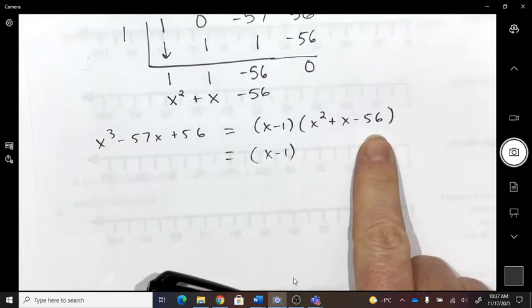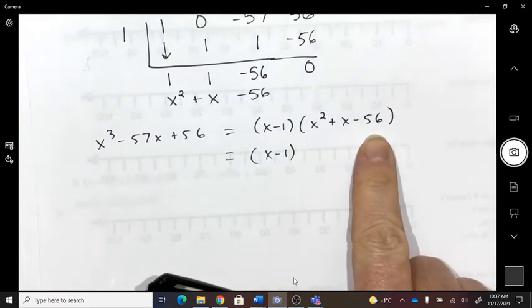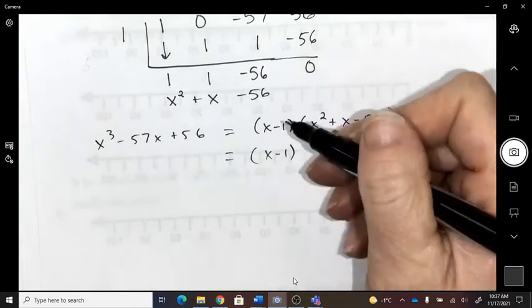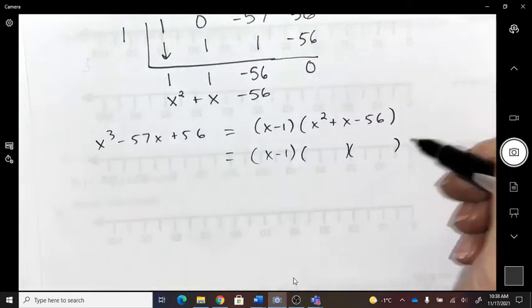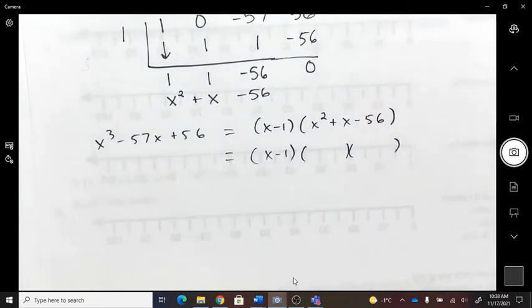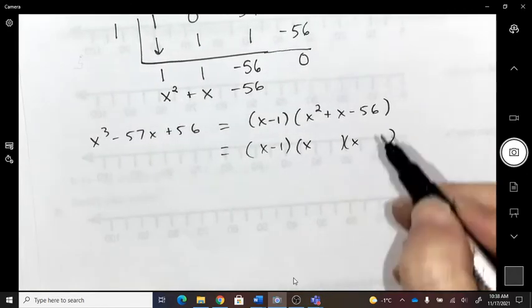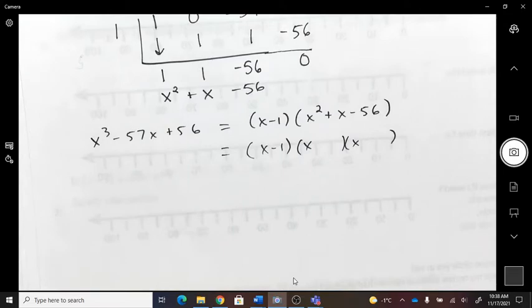Can I make this into 2 multipliers? Do you remember how to do that? Your grade 11 stuff, simple trinomial, multiplies to 56.